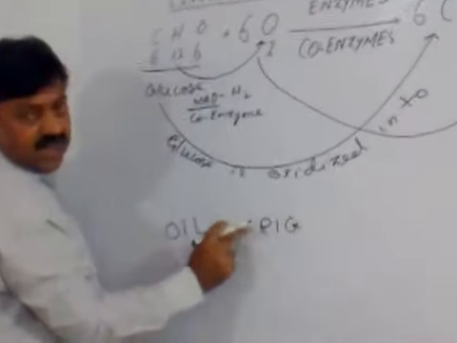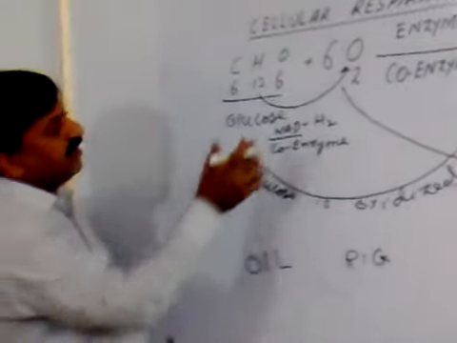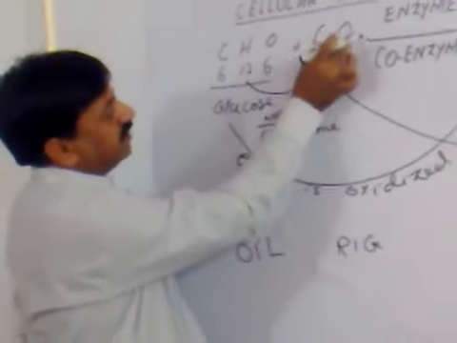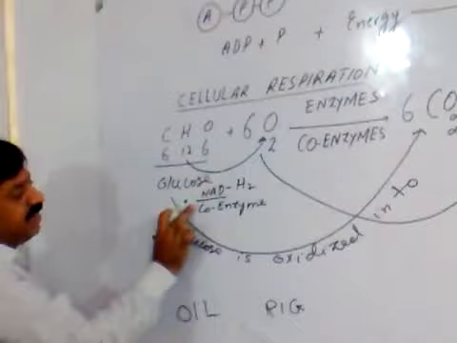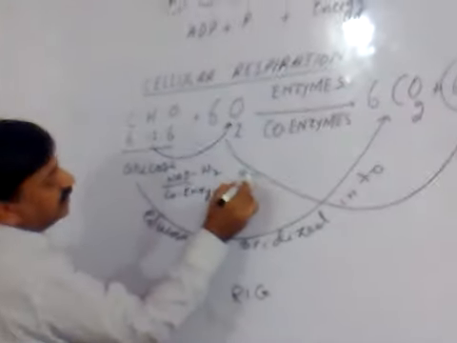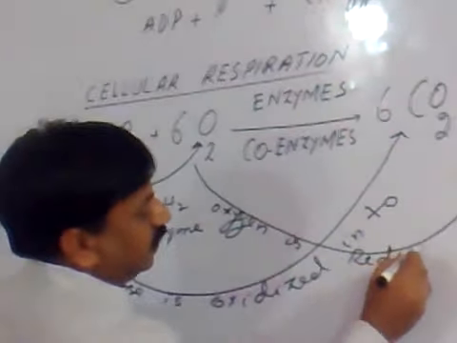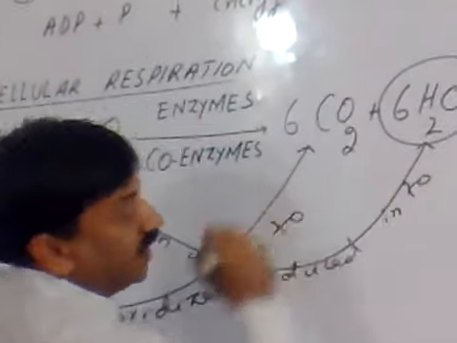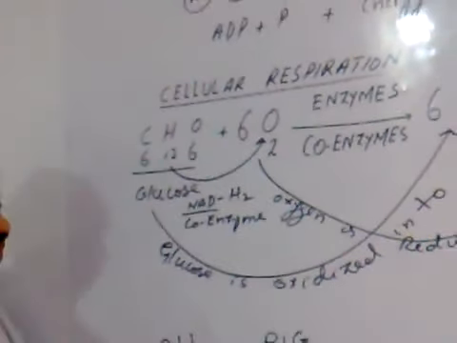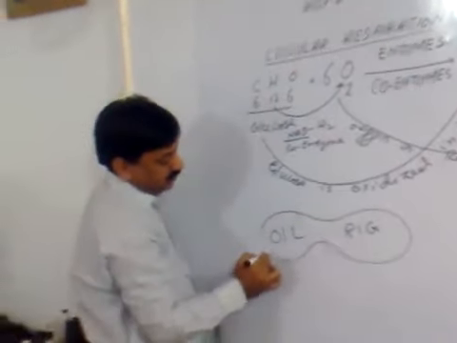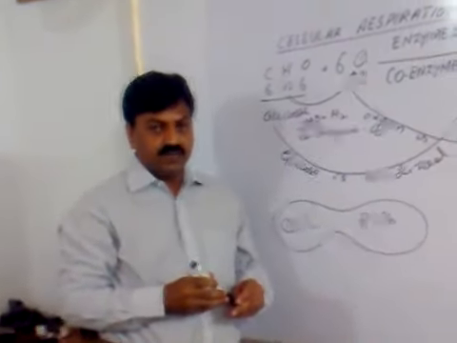Remember, it is RIG. Reduction is a gain. Gain of what? Gain of hydrogen. So when oxygen gains hydrogen by way of the coenzyme NAD, we say oxygen is reduced. Oxygen is reduced into water. So remember, cellular respiration is OIL or RIG. Oxidation is a loss. Reduction is a gain.